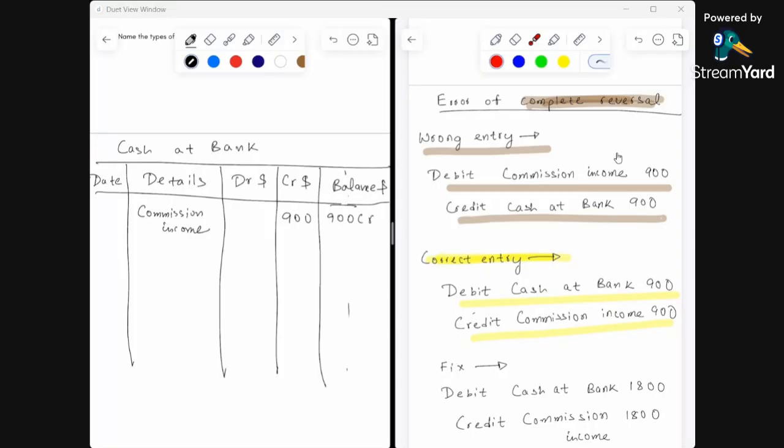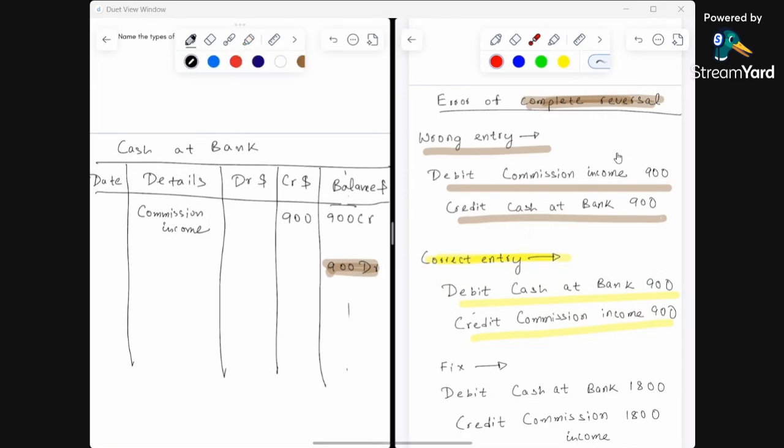But we obviously understand, based on the correct entry that we have done, that this is fundamentally wrong. An error of complete reversal has occurred here. And we understand that in the correct entry, we would want the final balance for our cash at bank account to be 900 debit. So we need a final balance of 900 debit. Final balance, that's the key word here. Which is what you can see I've just written in the last column, 900 debit.